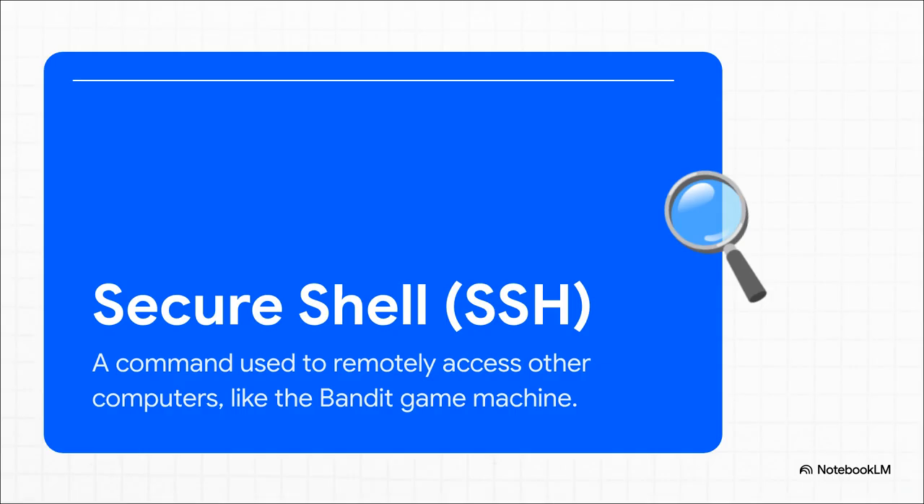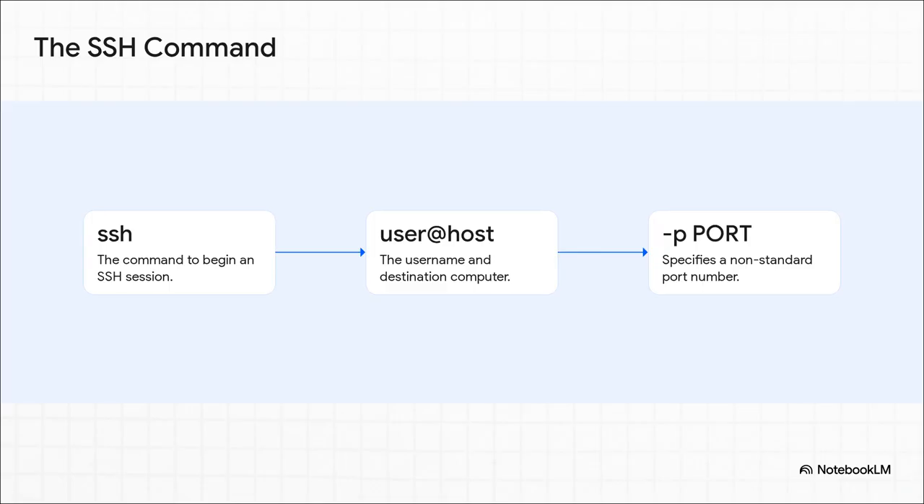It's how we're going to travel from our terminal right over to the server where the Bandit game lives. Now, the command might look a little complicated, but it's really just a simple spell with 3 parts. First, you say the magic word, SSH. That's the incantation. Then you name your destination, your username at the host computer's address. And finally, if the portal isn't at the standard gate, you use -P to point to the exact port number you need. Simple as that.